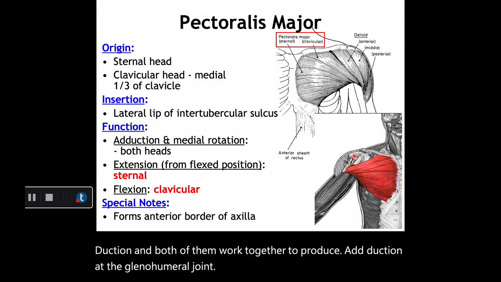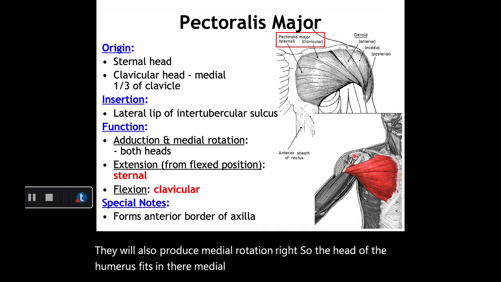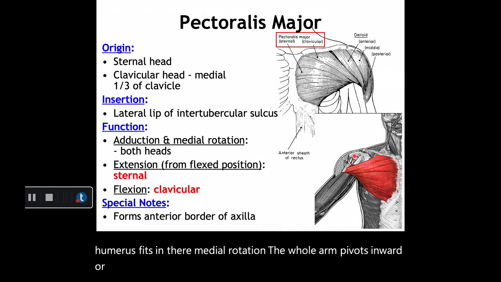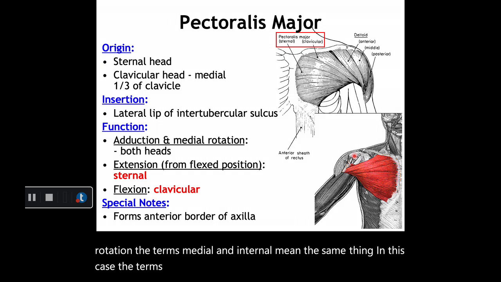They will also produce medial rotation. Right? So the head of the humerus fits in there. Medial rotation, the whole arm pivots inward or outward. That's internal or medial rotation, external or lateral rotation. The terms medial and internal mean the same thing in this case. The terms lateral and external are synonymous. They mean the same thing in this case.